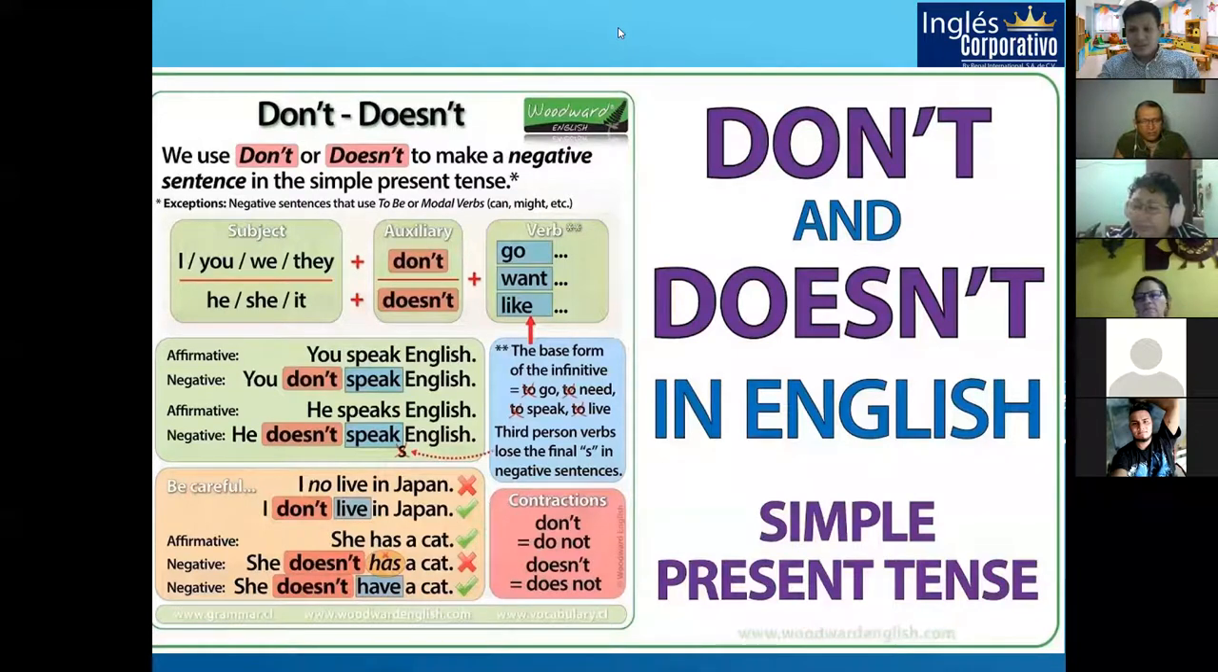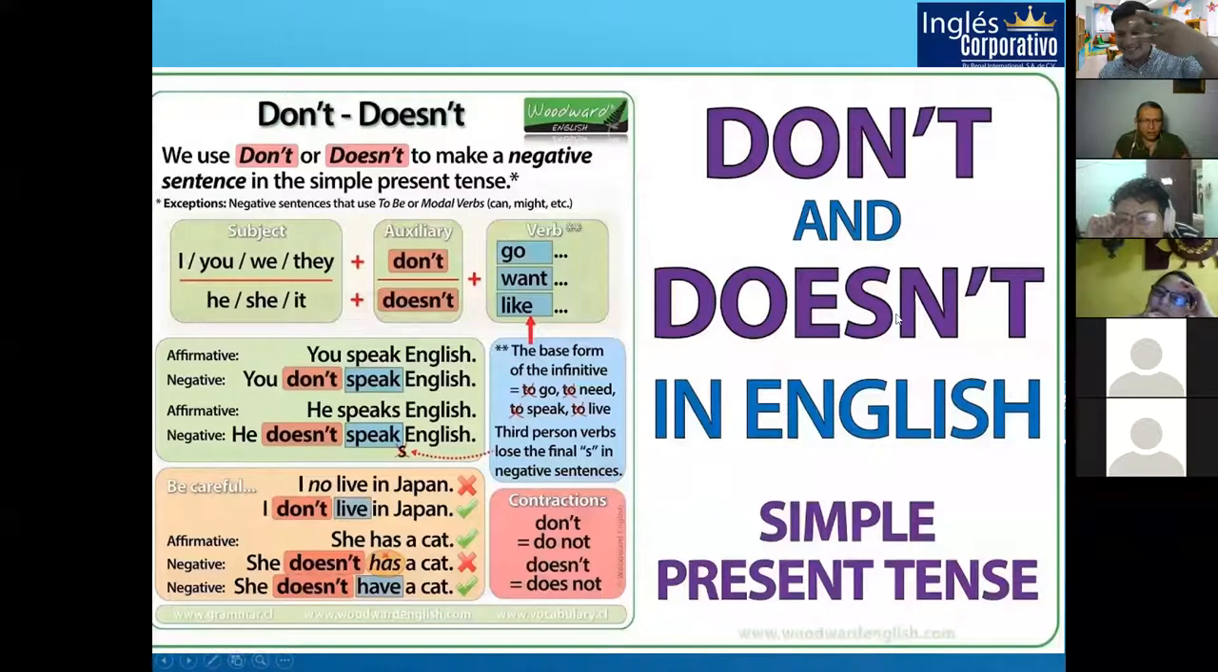Okay. I'm gonna use don't with some personal pronouns. Voy a utilizar don't con algunos pronombres personales, no con todos. Doesn't exclusivamente for the third person. ¿Cuáles son las terceras personas en inglés? We have three third persons: she, he, it. Con esas tres vamos a utilizar doesn't para negar algo.